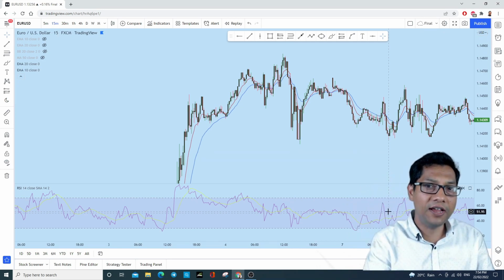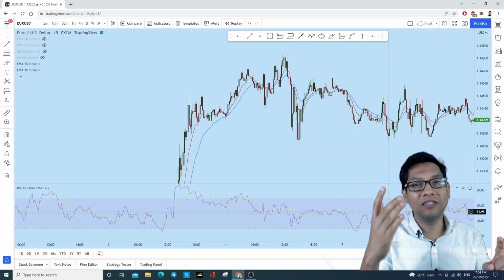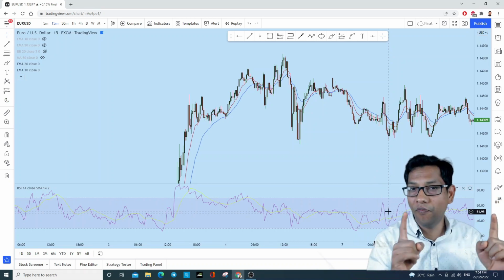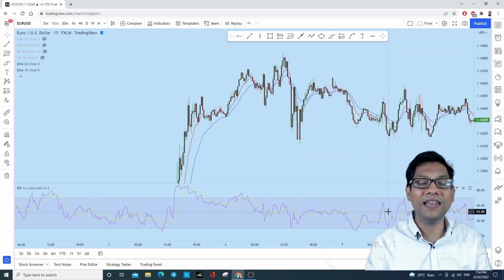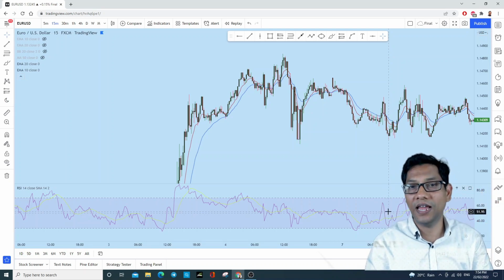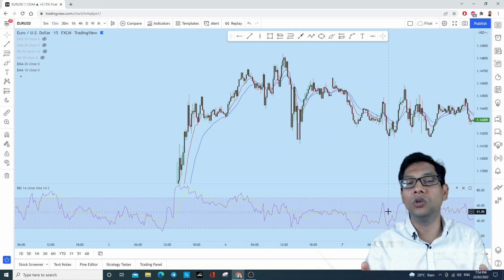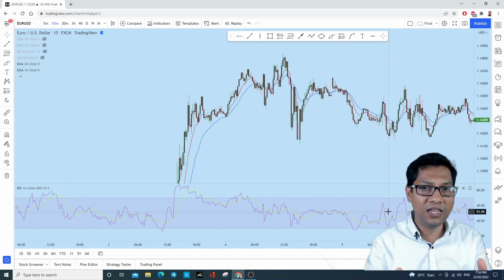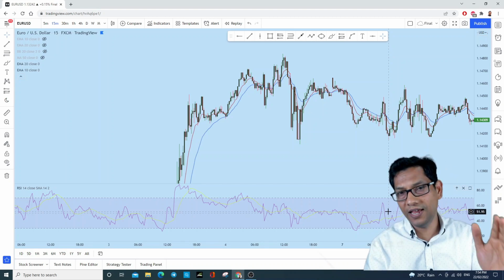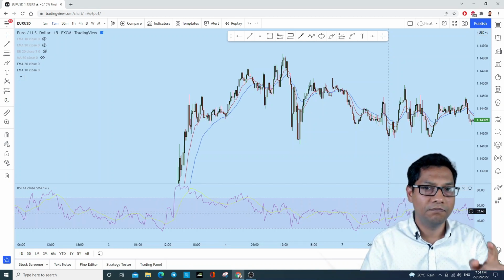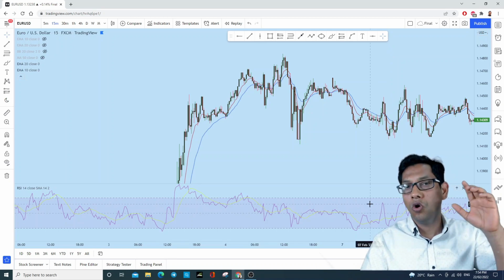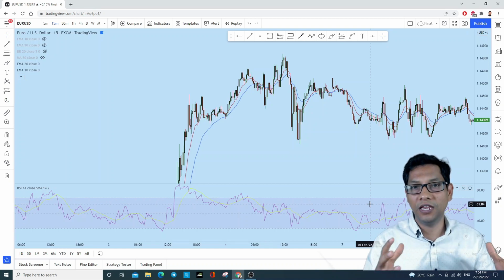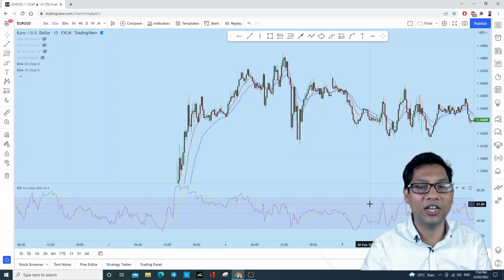So you need three things for an entry trigger. Firstly, the indicator has to be in overbought or oversold. Secondly, it has to have a divergence. Thirdly, you need to see a price action confirmation. If these three conditions align, then you can take a trade. Make sure you manage your risk, or you can use this as an added confirmation in your existing strategy.